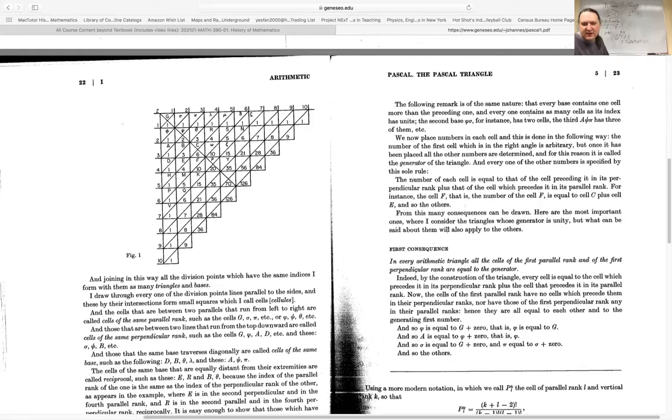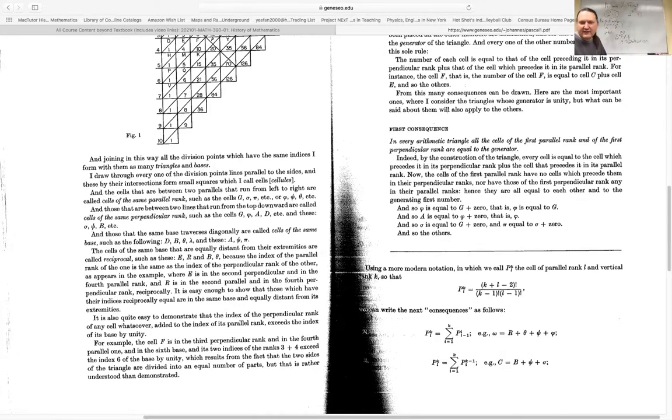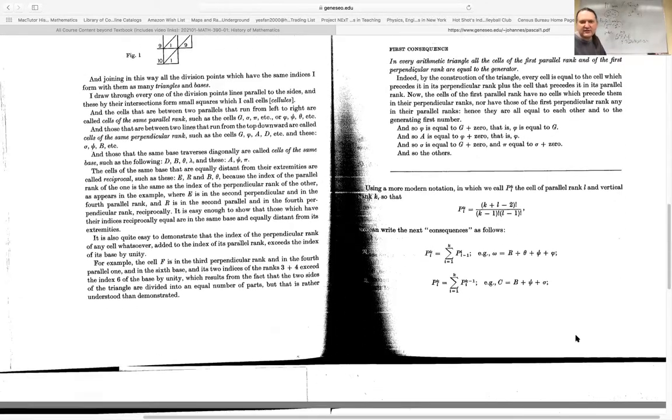So the consequences of Pascal that he found in the triangle are, let's say, hard to read. So they're written here, and you can sort through them. If you're going to sort through them, here is a translation. It's not even a very nice translation, I don't think.